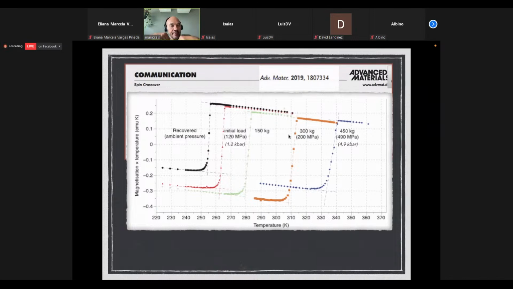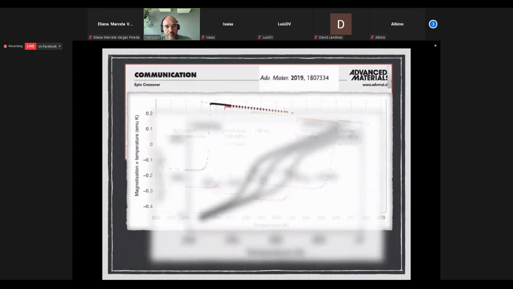However, associated with this spin crossover transition, there is a change of volume in the octahedra. And here, in this black curve, it's a spin crossover transition for zero pressure. Applying pressure, there is another transition at a different value of temperature. Applying another value of pressure, another spin crossover, however, at a different temperature, and so on. So the spin crossover depends on pressure.